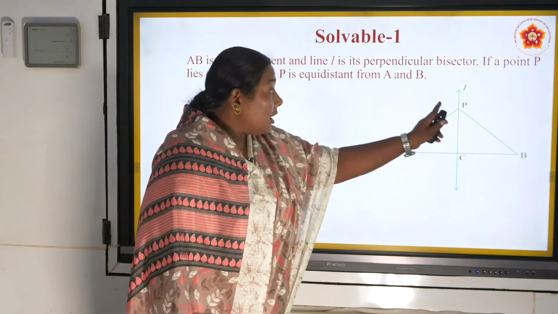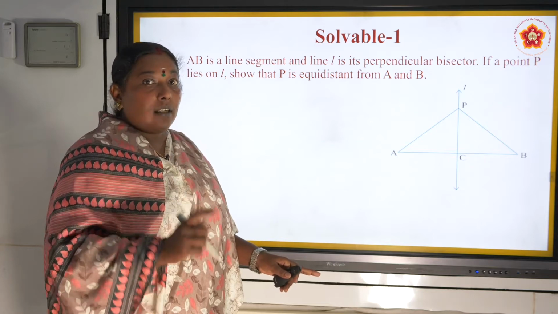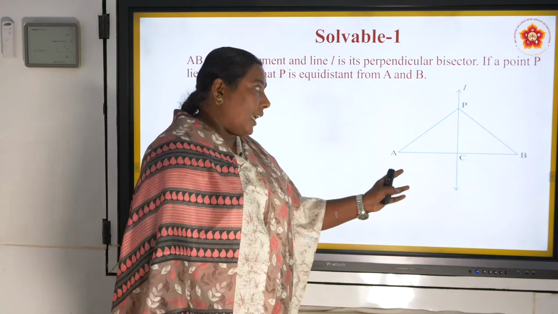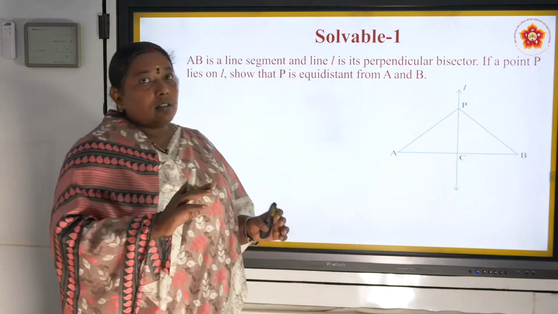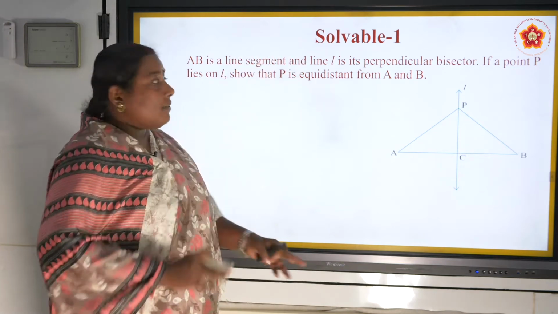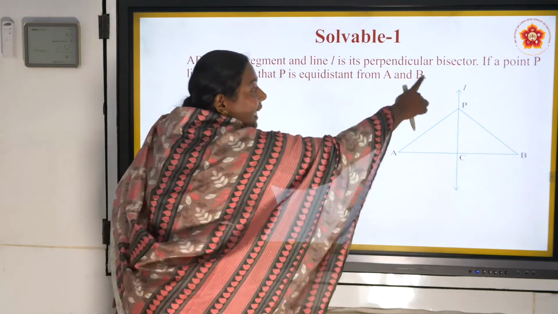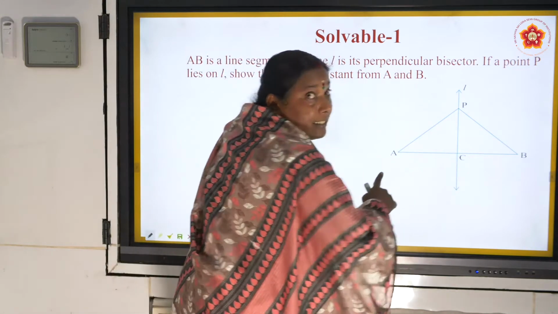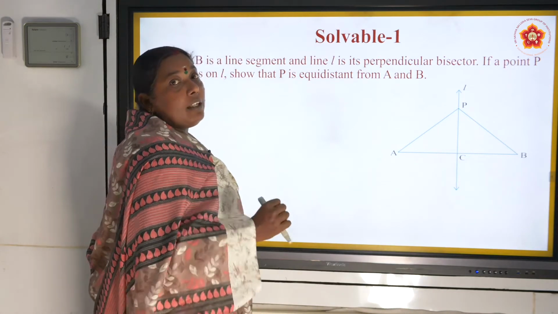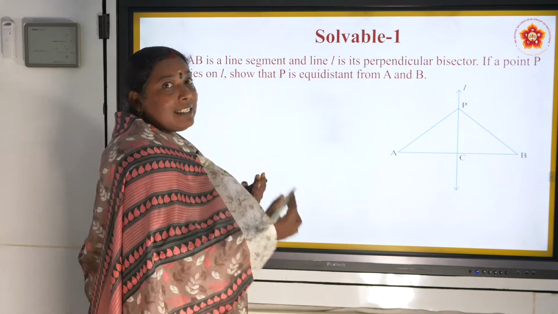So let us see. AB is a line segment. I think you know the difference between a line and a line segment. A line segment means there will be a starting point and an ending point. That means A and B. A line means there won't be an ending point. If it starts, it can be extended wherever we want. Okay, so L is a line and AB is a line segment. Keep that in mind. Each and every word is very important. We cannot use a line as a line segment or a line segment as a line.